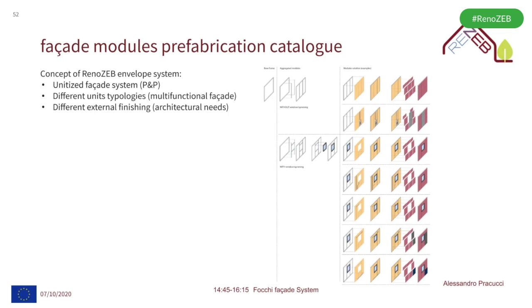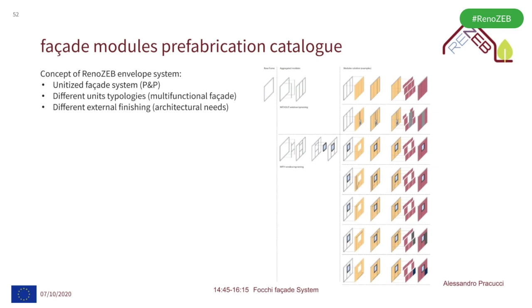The result is a catalog of solutions. We have thought about something that could exploit a common frame based in particular on aluminum frame with a high standard of quality, especially to achieve air tightness and to avoid water penetration with gasket and so on. And on this frame, we have thought about to include insulation, so to improve the thermal performance of the building, and then an external finishing.